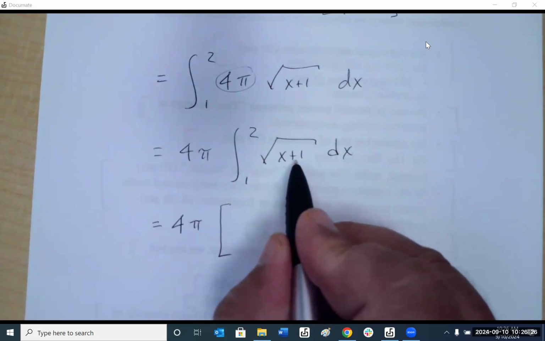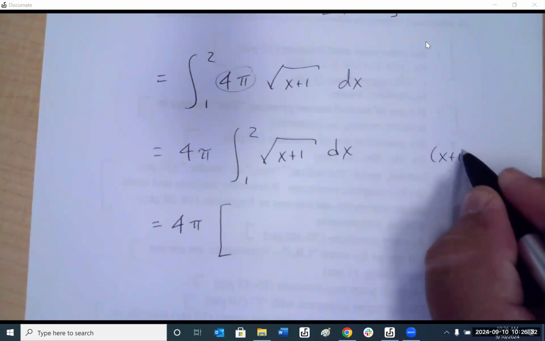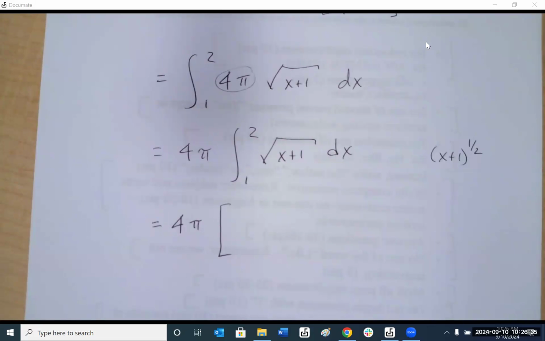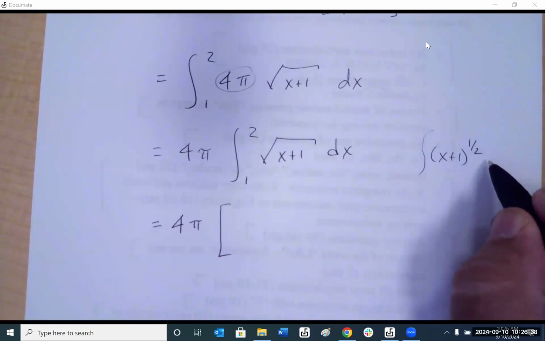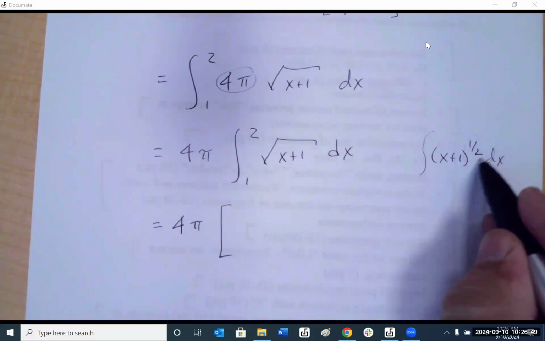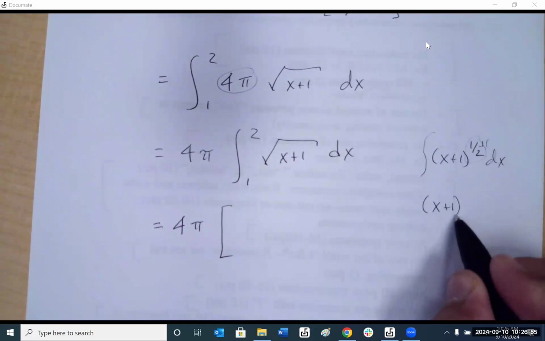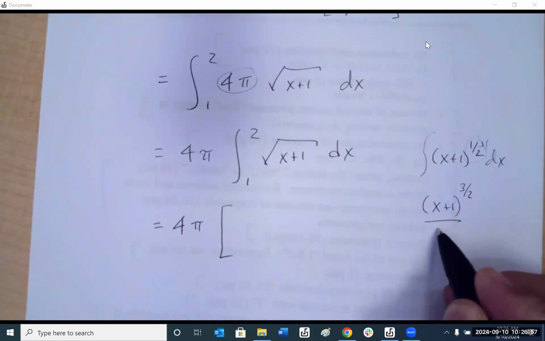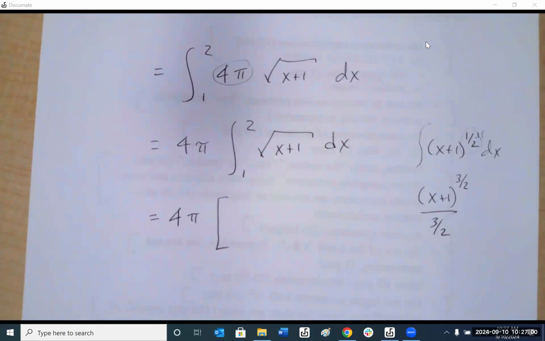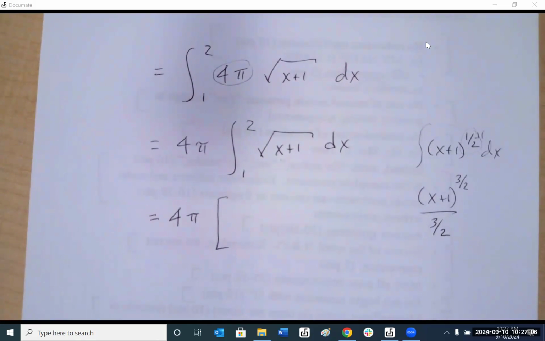Now we can take the integral. Remember, this one is the same as x plus 1 to the power 1/2. What's the integral of that? Well, we have to add 1 to that power. X plus 1 makes it 3 over 2, divided by 3 over 2. And the derivative of x is just 1.